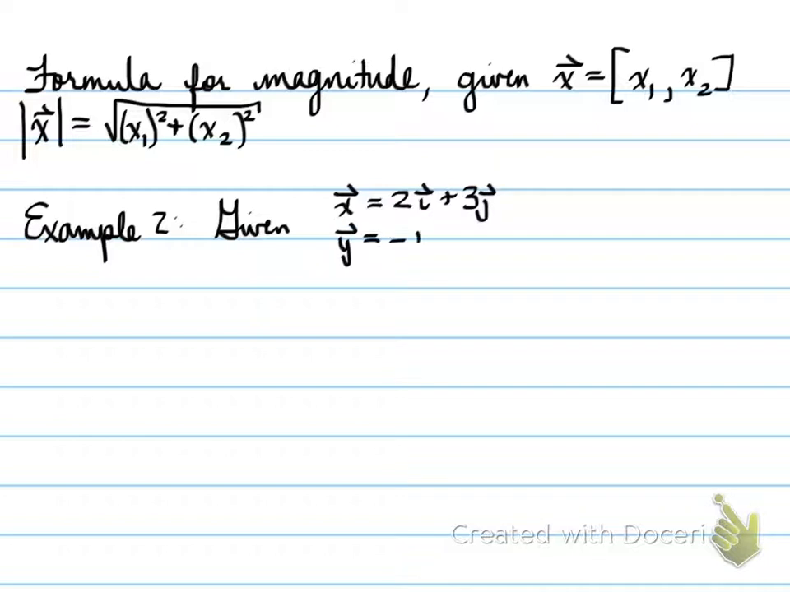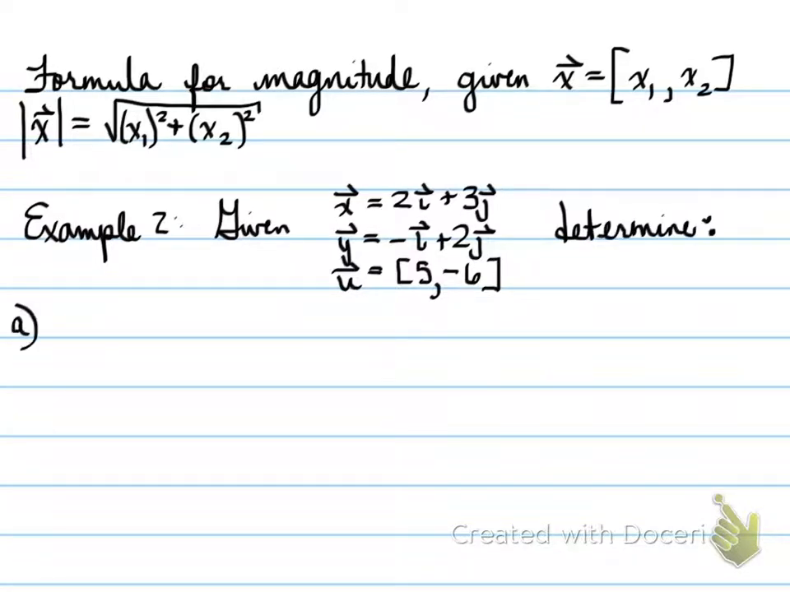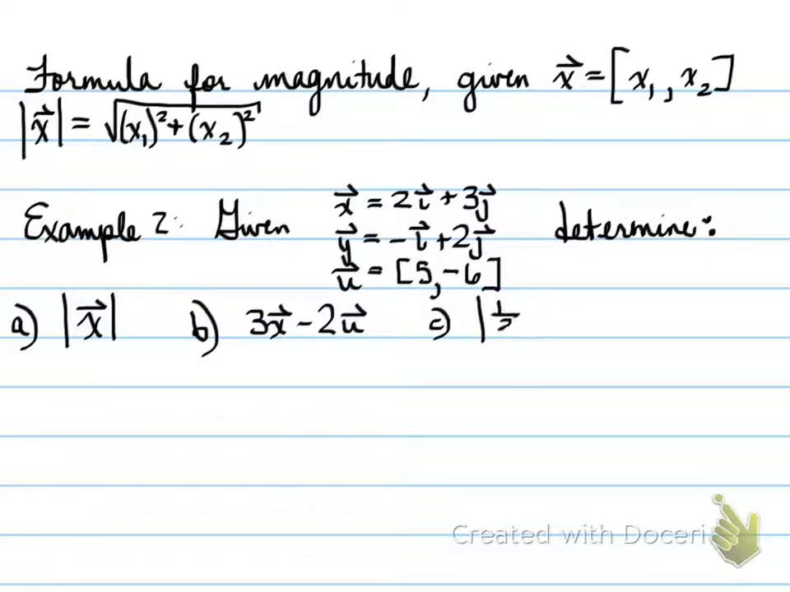Let's look at another example. Example 2. Given x, y, and u as different vectors in 2-space, you're asked to determine the magnitude of x, the resultant vector of 3x minus 2u, the magnitude of half of vector u, and the magnitude of 3y plus 2u. All right, with the first one, the magnitude of x.